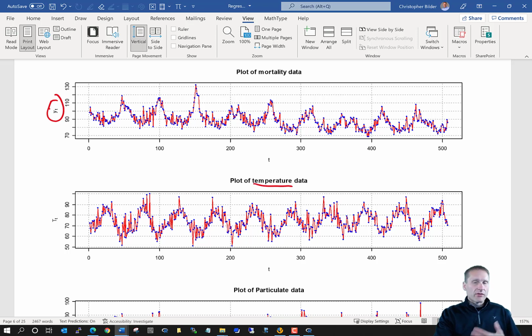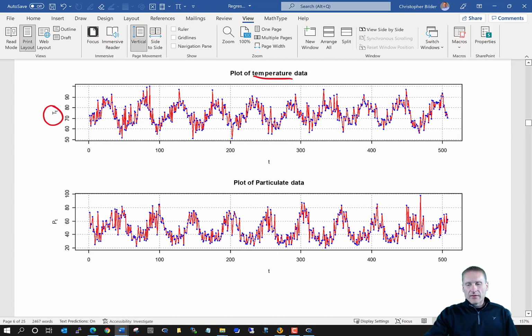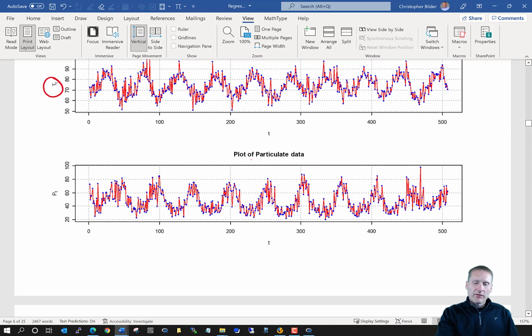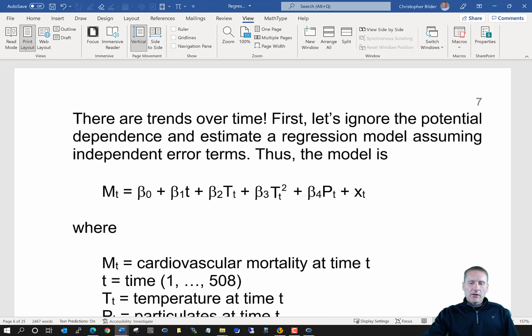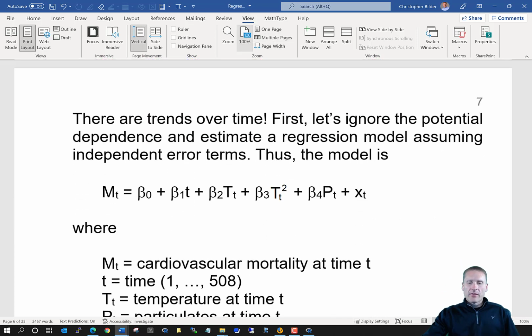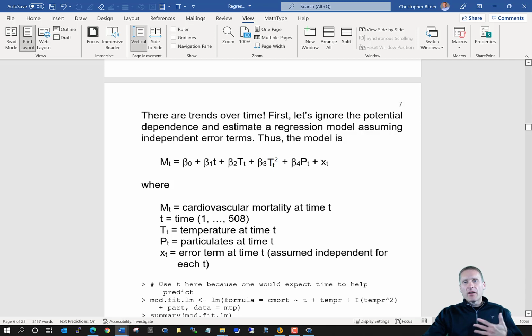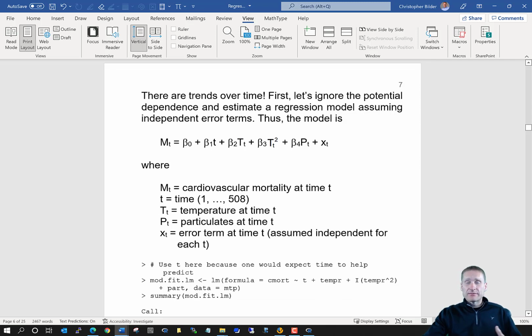Obviously temperature, there should be trends amongst temperature, and that's what we have here. We'll call that capital T sub little t. And similarly for particulate data, we'll call the particulates capital P sub t as well. So, it makes you think, okay, well, we have some trends over time. How can we then model cardiovascular mortality? How can we take advantage of these trends?